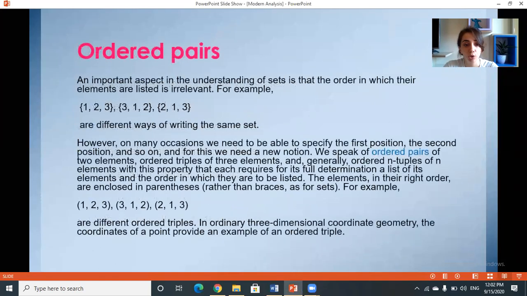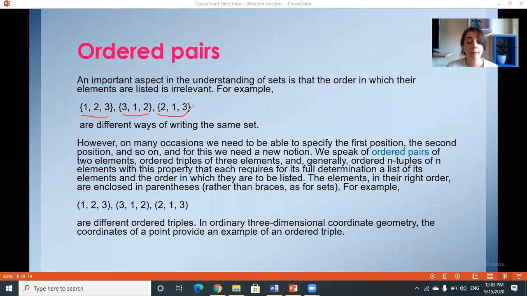And let's continue. Okay, ordered pairs. What are ordered pairs? An important aspect in the understanding of sets is that the order in which their elements are listed is irrelevant. What does it mean? For example, here we have three sets. 1, 2, 3, first set. 2, 1, 3, 1, 2, and 2, 1, 3. Okay, three sets. These three sets are all the same set. Okay, but they are written in different ways.